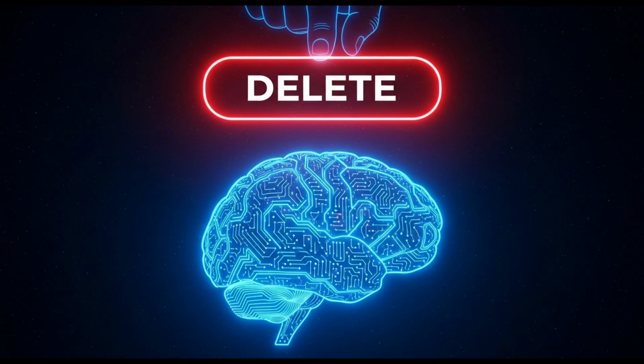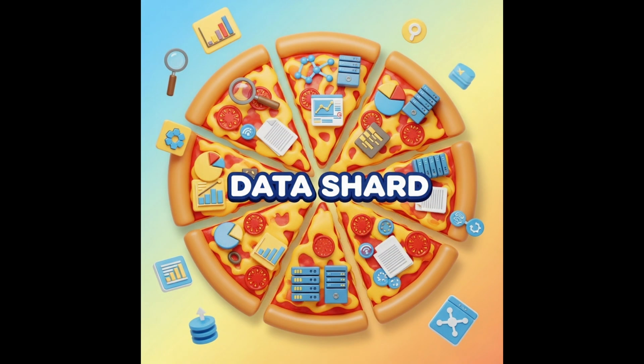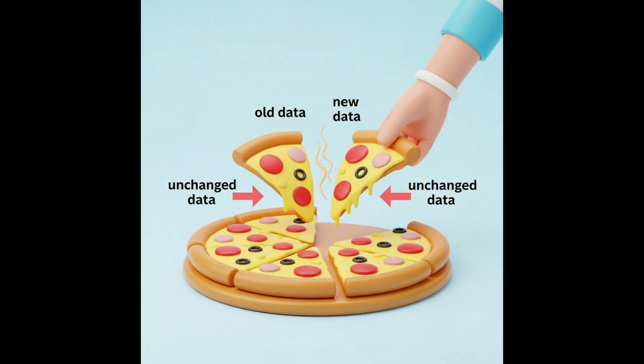Analogy 1. Pizza party. Imagine you have to eat a giant pizza, the data set. Instead of one person eating the whole thing, you cut it into slices, slicing the data set. Share it with different friends, shards. Each friend eats their slice independently. Later, you put everyone's reviews together to know if the pizza was good.